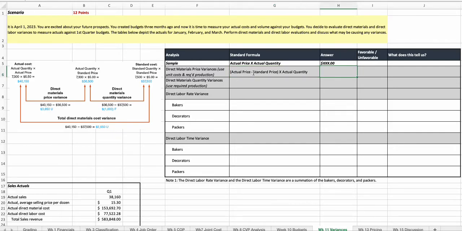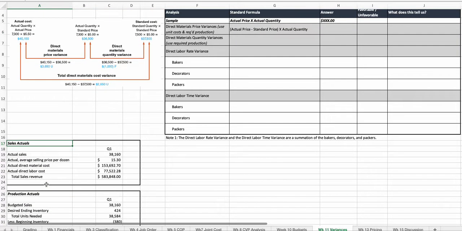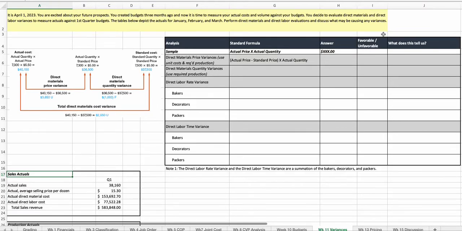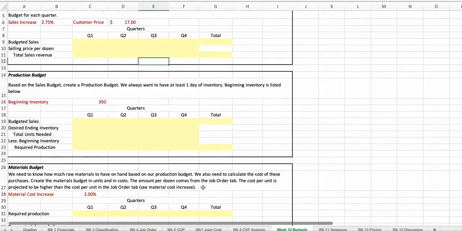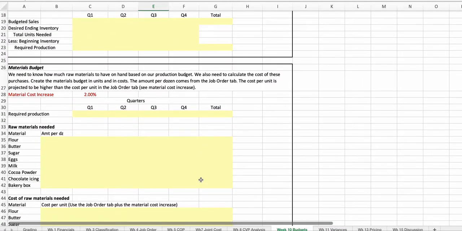There we go. So where are we going to get this from? Well, we mentioned that our actuals are here on this side, and our standards are going to be on our budget tab. So I'm going to click on the budget tab. Our standards are going to be here. Now, on your particular budget tab, all of this is going to be filled out. This one is blank, so we're going to make up some numbers when we get to that particular section, okay?